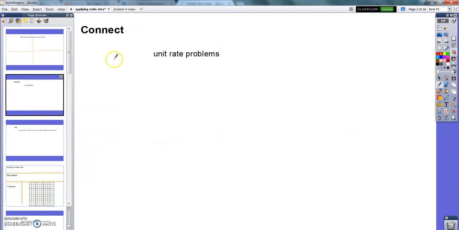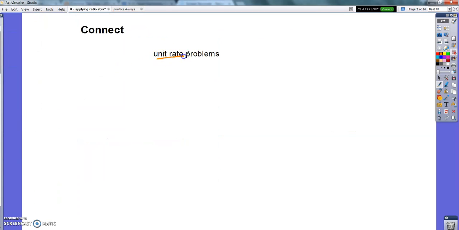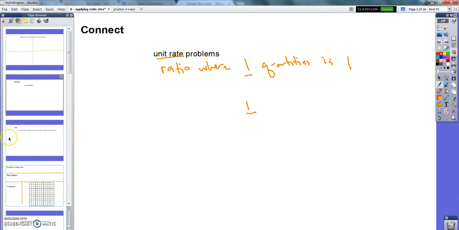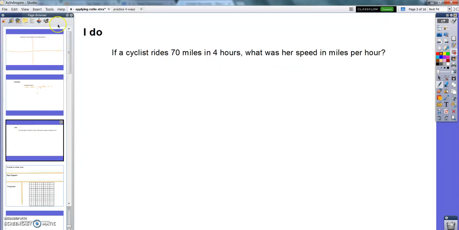All right, let me remind you what a unit rate is. Remember, it's a special ratio where one of the quantities is 1. So it'll have a question where we're asking what is the price of one item, or what is the speed in 1 hour, or things like that. So we're going to ask some problems like that today. So unit ratio, special ratio with a quantity of 1. So let's do one together.